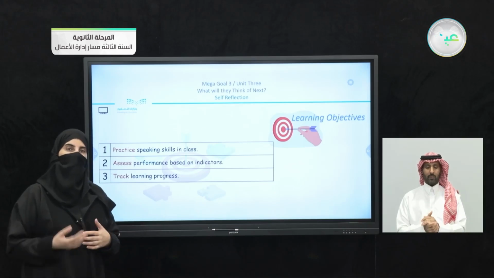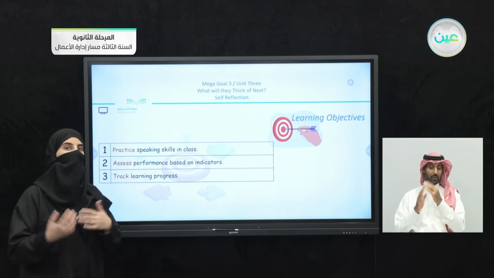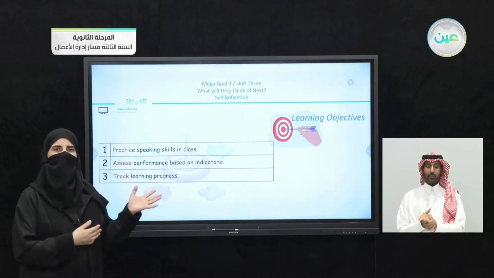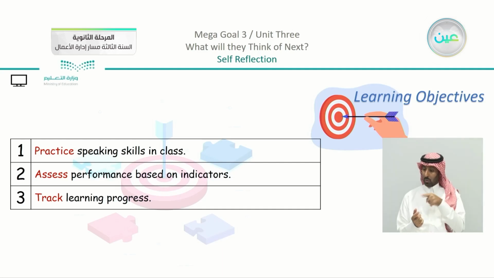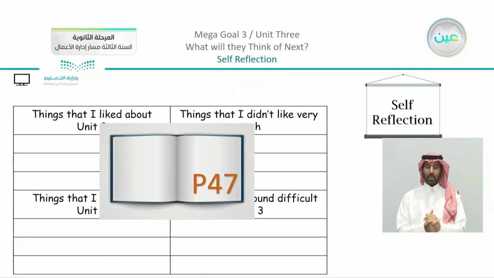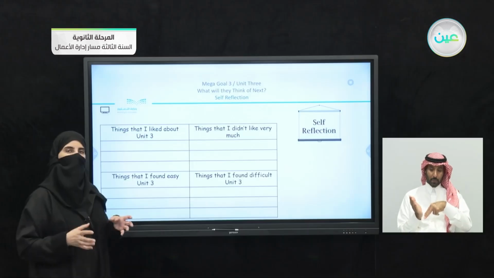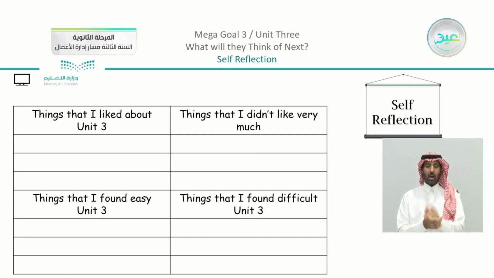Now, just to read the objectives, of course, we have here number 1, to practice speaking skills in class, because you are going to discuss with your classmates the points that I have just mentioned. We have number 2, to assess performance based on indicators. And we have number 3, to track learning progress. Now, on your page number 47, you can see that we have the same table that we have passed by, just to mention that we have things that I liked about Unit 3, and I'm sure that there are many things that you found interesting. You can just write them here.